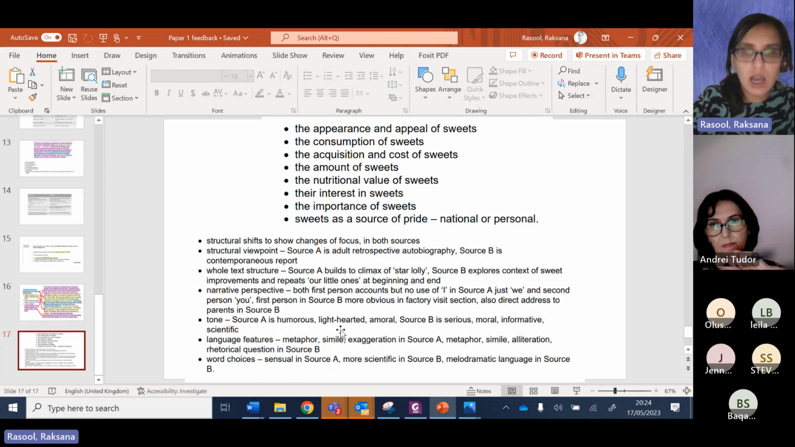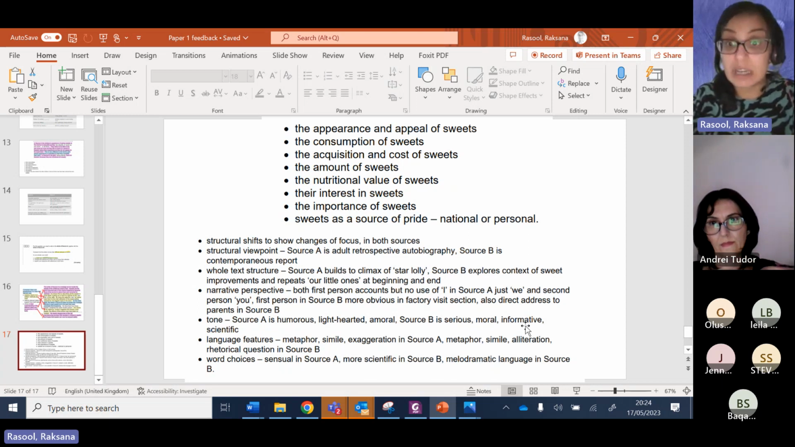Source A is funny, light-hearted, amoral, gluttonous. They're eating as much as they want. They're running around as much as they want. Source B is more serious. It's more moral. It's more informative. It's scientific language. So remember, although the topic is on sweets, the way they present the topics is different.